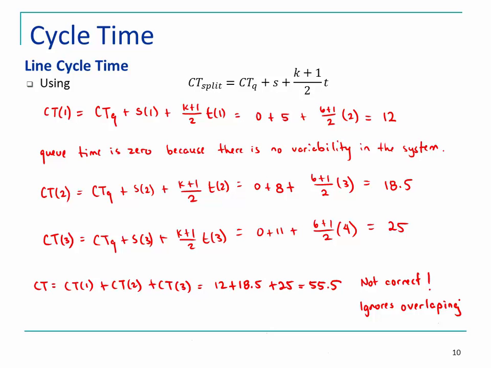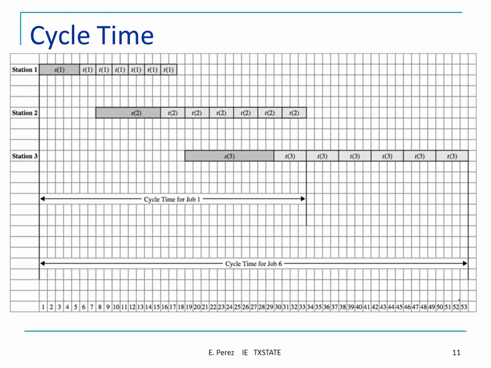Okay, so in order to show you the right way to compute this cycle time, we have to look at the next slide. I think a picture can help explain this specific problem. So here's what's happening. We have batches of 6, right? So we start by working on station 1.